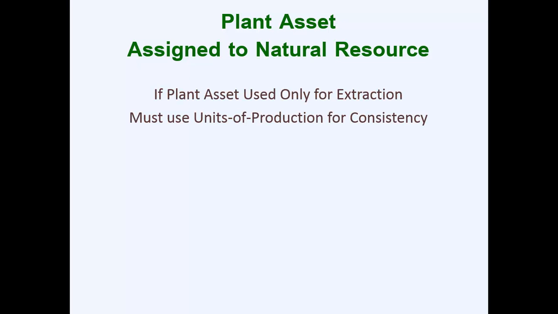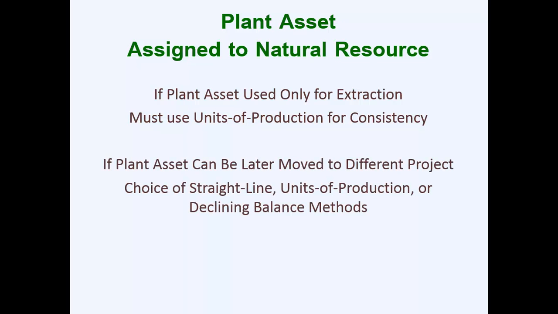If the asset is only going to be used for that one project, you have to use the same method for consistency. But if you can move it later, then you get to choose: straight line, units of production, declining balance, or that fourth, sum of the year's digits. And that is depletion for natural resources.